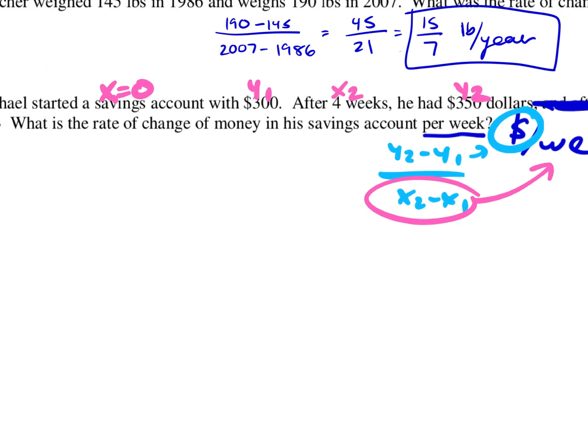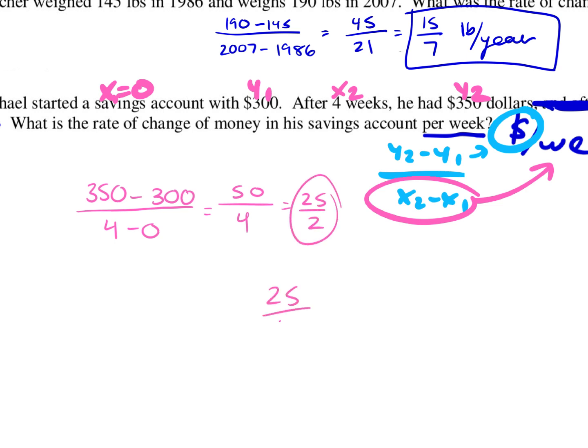So let's plug everything into our formula. So y2 minus y1 would be 350 minus 300 over x2 minus x1 is 4 minus 0. So 350 minus 300 would be 50 over 4 minus 0 is 4. Can I simplify 50 over 4? We can divide them both by 2, so it'd be 25 over 2. So 25 over 2, what? Money per week? Dollars per week.